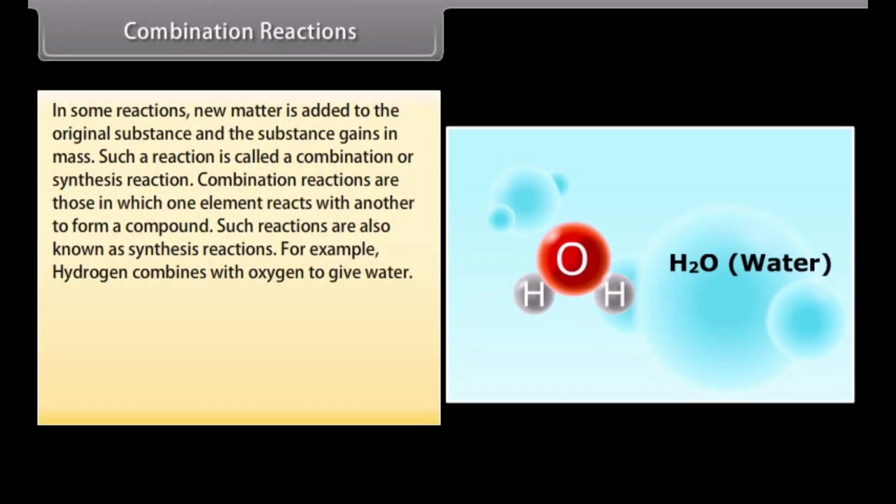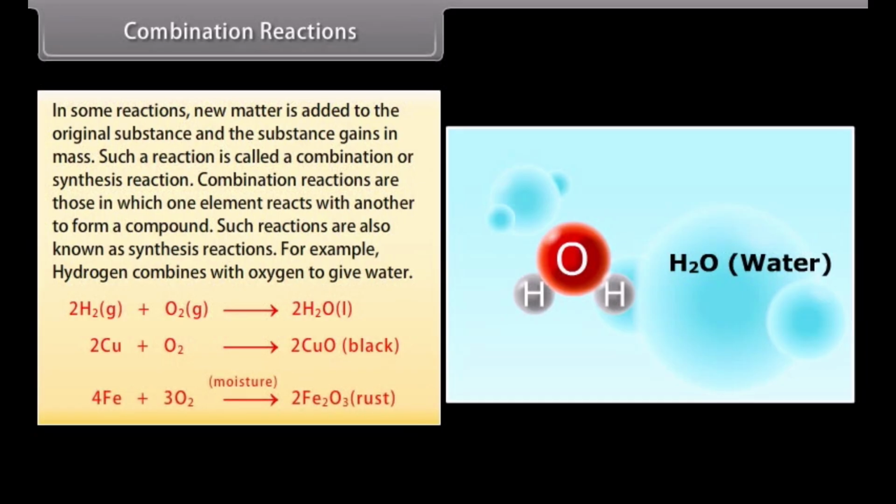For example, hydrogen combines with oxygen to give water. 2H2 + O2 gives 2H2O. 2Cu + O2 gives 2CuO. 4Fe + 3O2 gives 2Fe2O3. Rust.